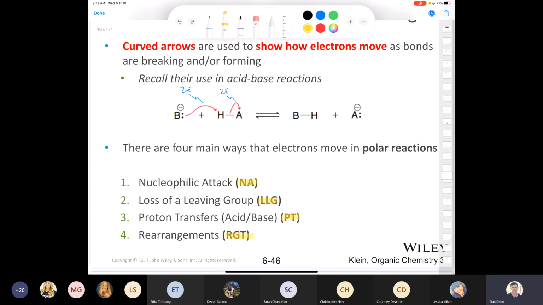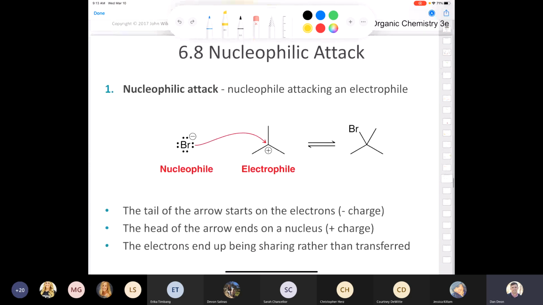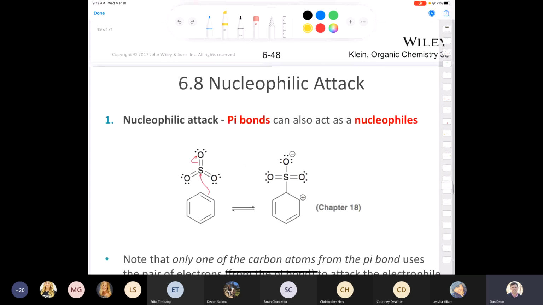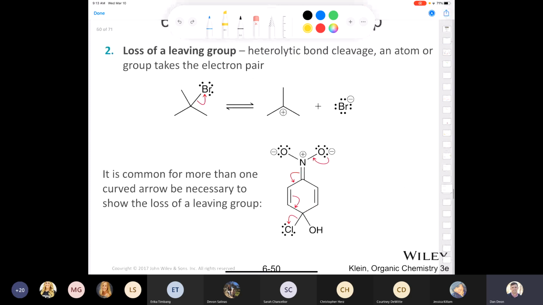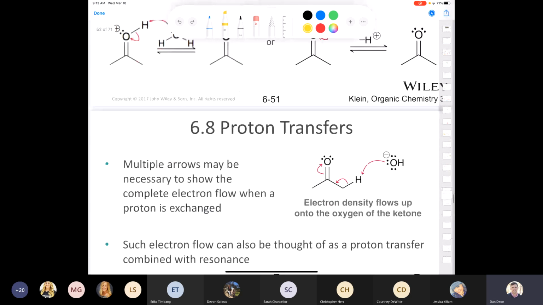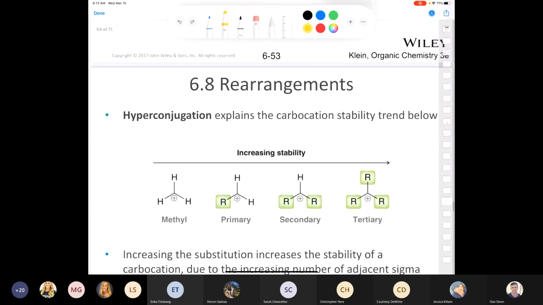So as you can imagine, we're going to spend a lot of time focusing on these during the next class. I know we've only got 3 minutes left, so it's not a lot of time. I'm not going to go over this in detail. I just want to show you some of these concepts. He breaks down the nucleophilic attack in a lot of detail, gives you some good examples. He explains what the loss of a leaving group is, what a proton transfer is, and what a rearrangement is.